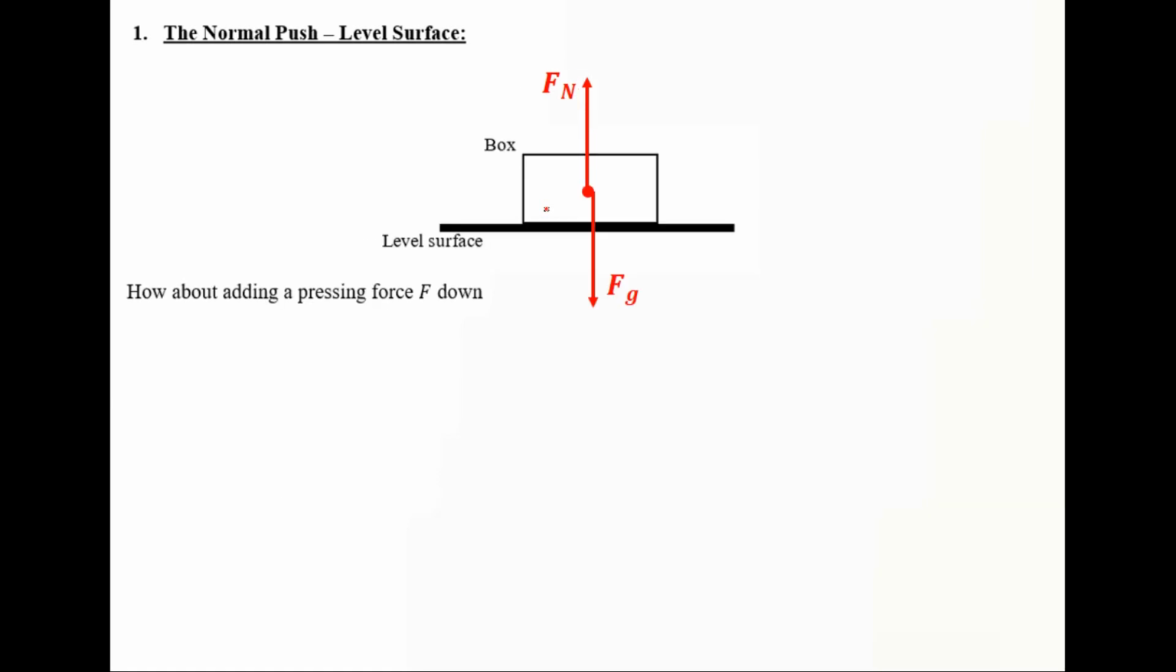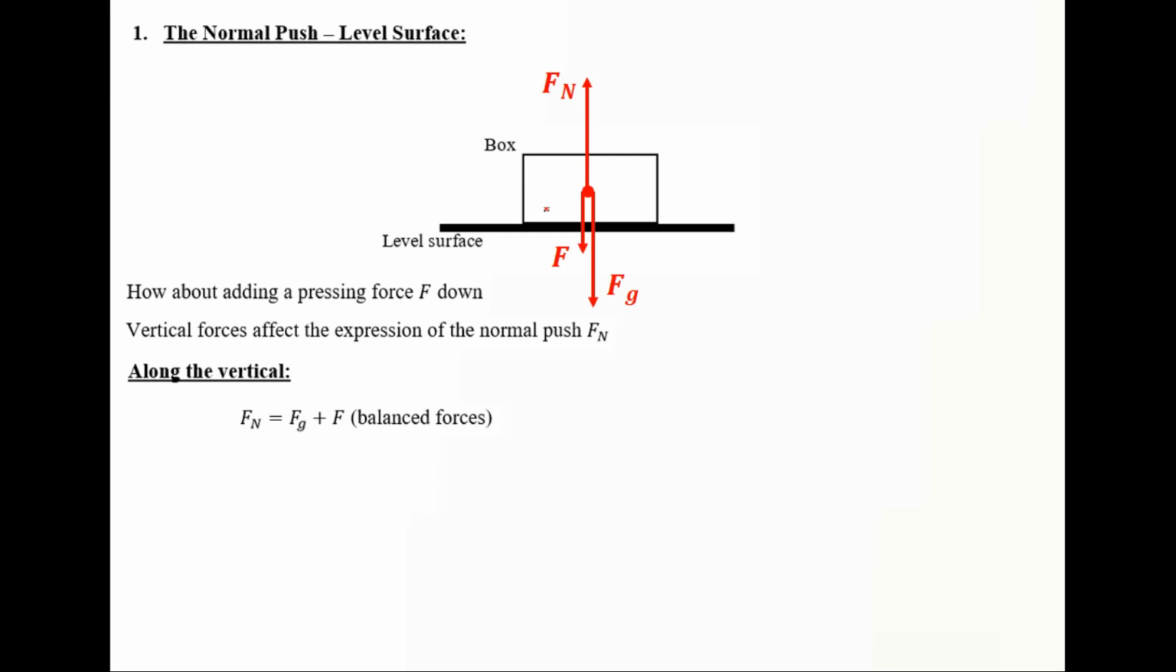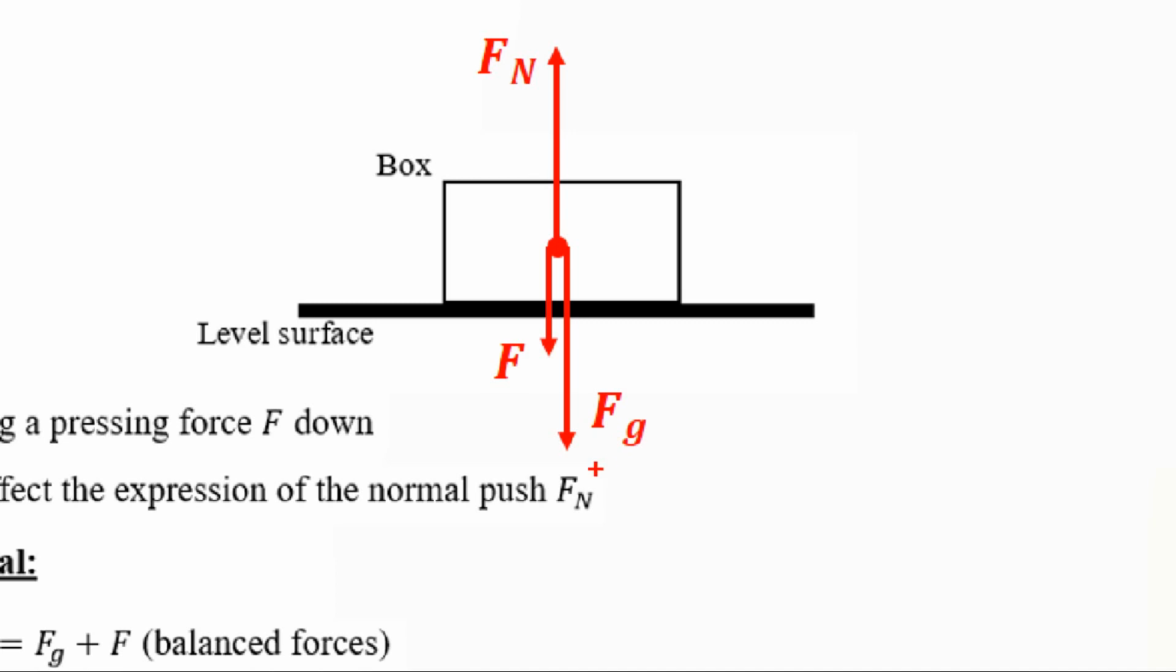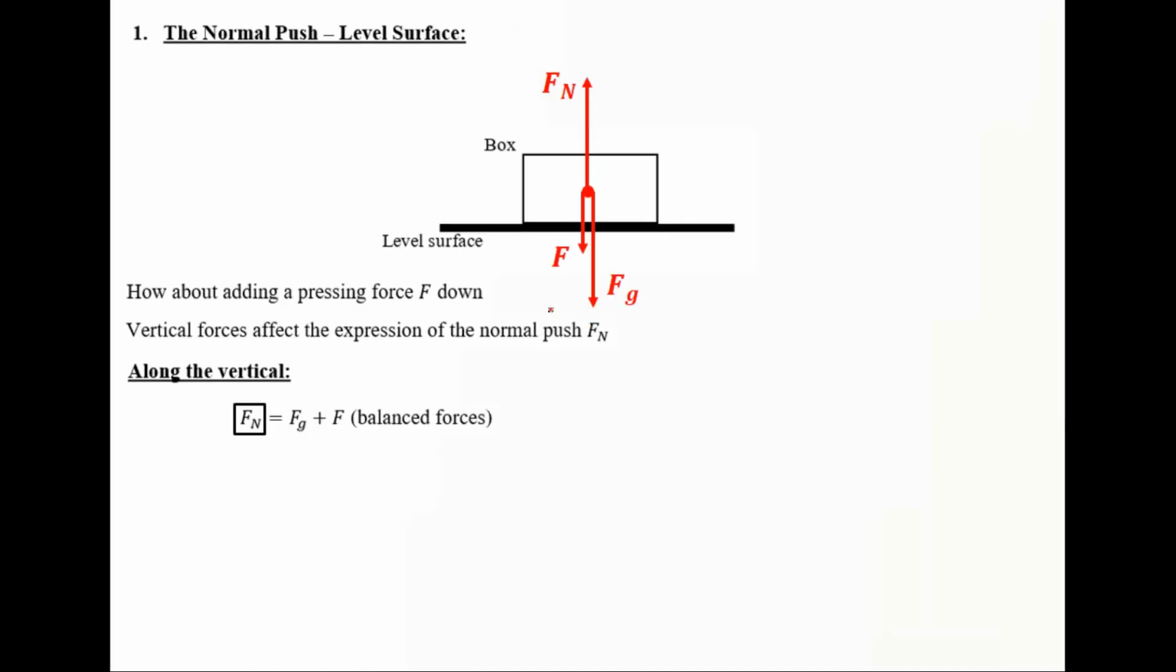How about adding a pressing force F down? So now we are adding a force which is helping the pull of gravity. In this case, vertical forces are going to affect the expression of the normal push. So along the vertical, we have the normal push which is up. It's being balanced by the pull of gravity and the pressing force. And if we're searching for the expression of Fn, then Fn is given by Fg plus F, which means that the expression of the normal push changes from being the pull of gravity to the pull of gravity plus the pressing force.